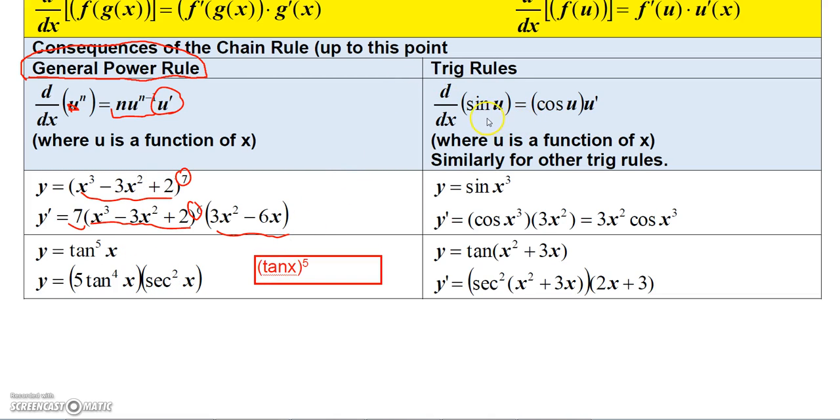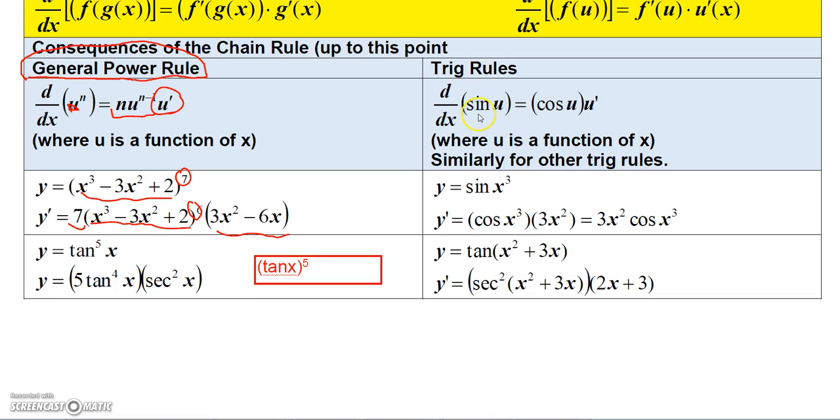Now, another example that we could talk about would be the trig rules. With this chain rule, those trig rules we had earlier, I told you the derivative of sine x with respect to x is just cosine x. But what if the argument for the sine is not x? What if it's some function of x, like u? Well, then the derivative of sine u would actually be cosine u times u prime, where u is a function of x. And similarly for other trig rules.